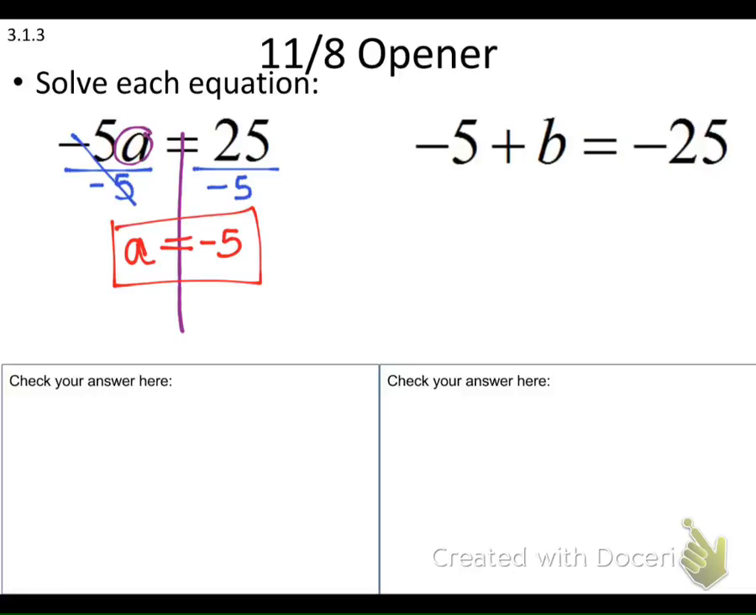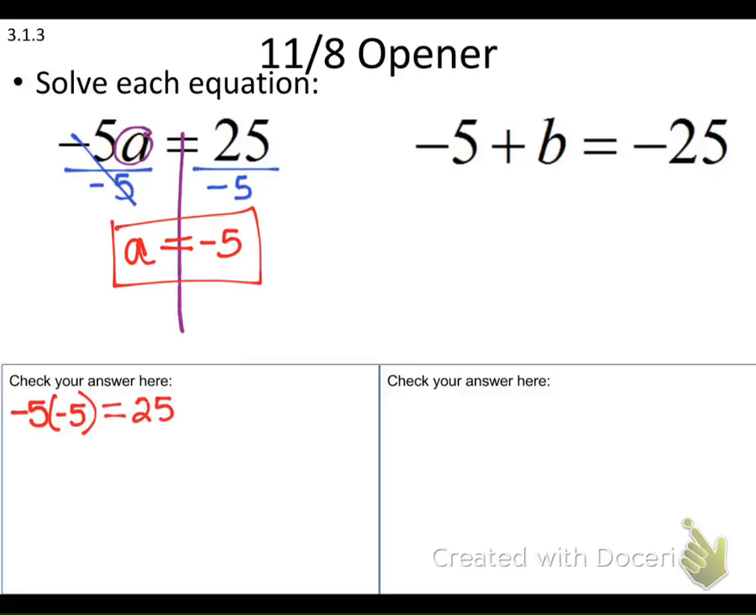That's my answer. Now, I'm going to check my answer down below it. I want to make sure that I did everything correctly. So when I go to check my answer, I'm going to rewrite my equation here. So I'm going to rewrite -5. But what do I substitute for my A? What did I say A equals? -5. So I'm going to put parentheses around that -5 because we're going to multiply, equals 25.